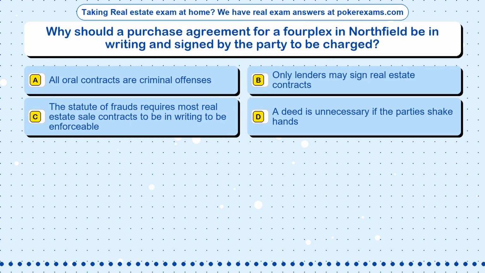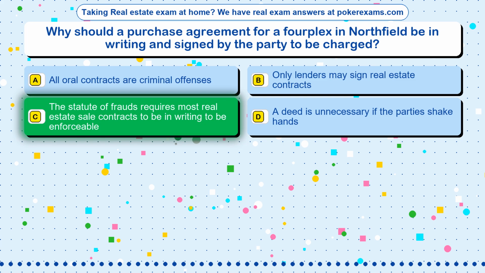Question 91. Why should a purchase agreement for a fourplex in Northfield be in writing and signed by the party to be charged? Option A. All oral contracts are criminal offenses. Option B. Only lenders may sign real estate contracts. Option C. The statute of frauds requires most real estate sale contracts to be in writing to be enforceable. Option D. A deed is unnecessary if the parties shake hands.